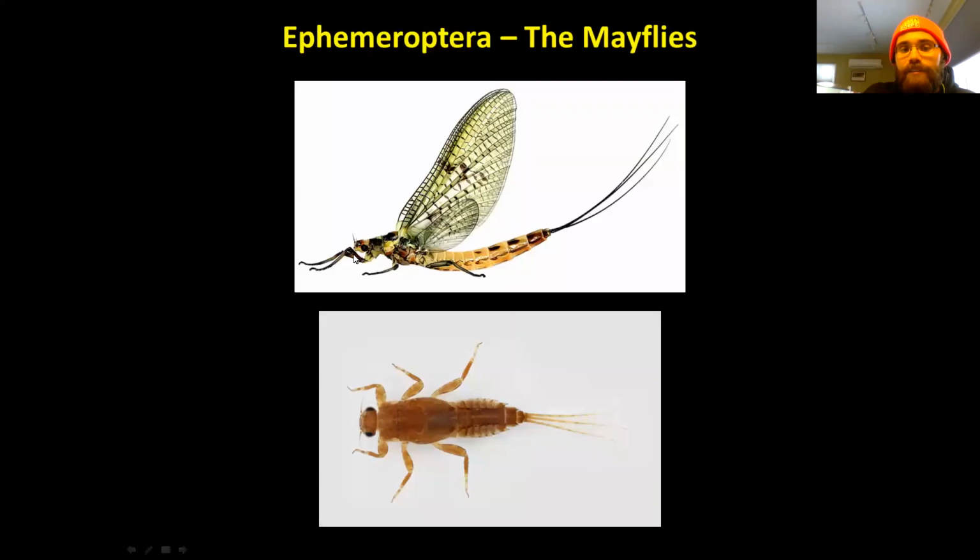So mayflies, we have the adult winged version here. And then we have the immature stage, which is known as a nymph. So the nymph of the mayfly lives underwater, while the adult stage, which is known as an imago, lives in terrestrial ecosystems on land.